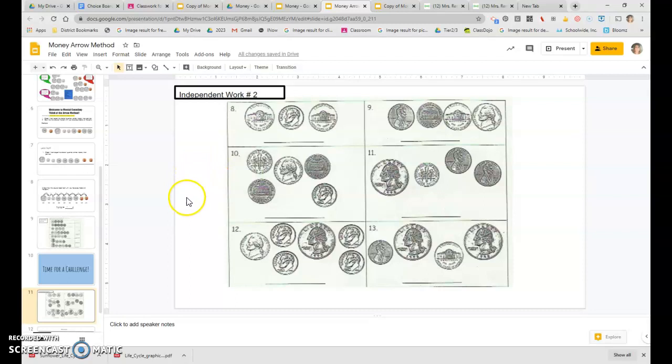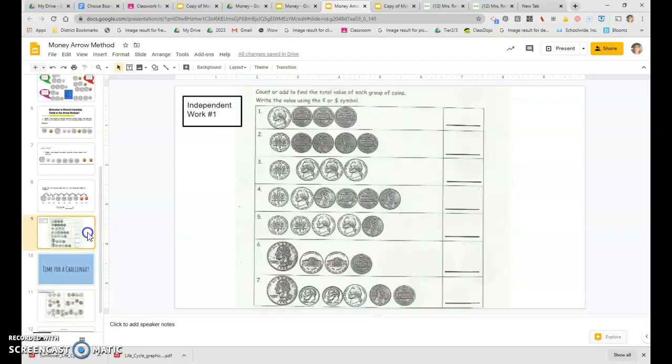So if you think that you can go ahead and put those coins in order from the value greatest to least, I would go ahead and choose Independent Work 2. If you think that you might need some work with that, you might go ahead and choose Independent Work 1.